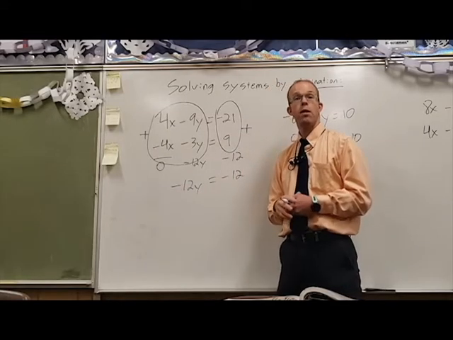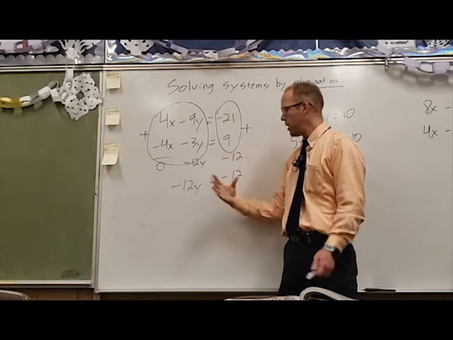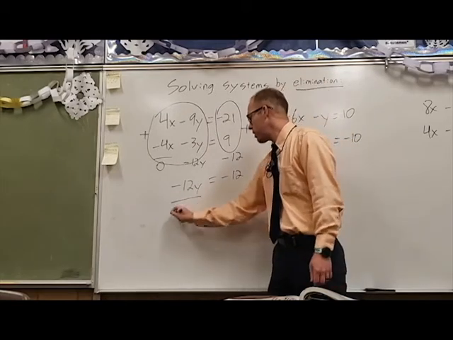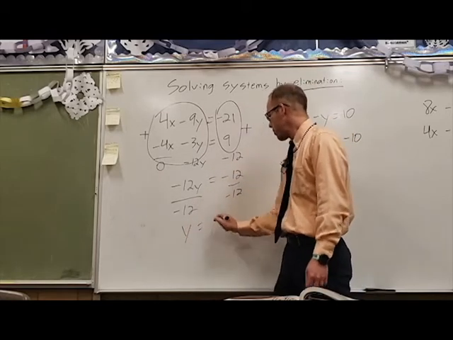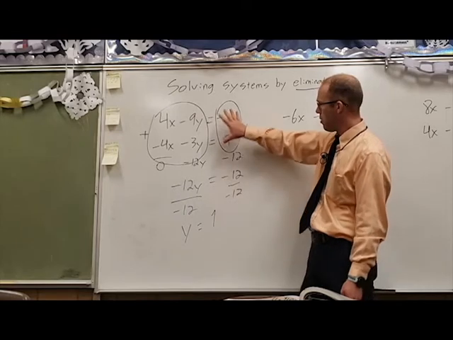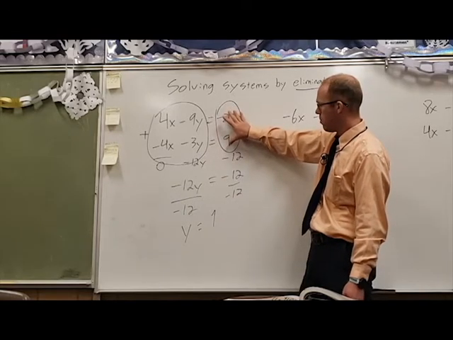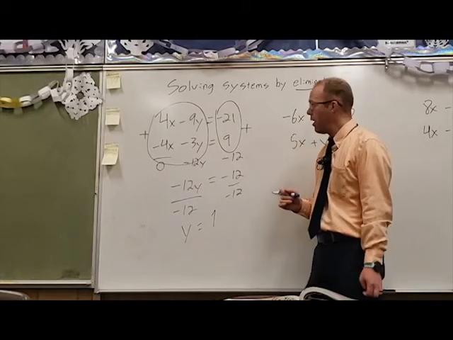That's why we call this method elimination, because now we're left with just one variable, and we can solve this easily by dividing by negative 12. All right, that gives us y equals positive 1. We have the value for one of these variables. We're going to go back to our original equations and plug that in to find the other one. So we're using substitution like we did in our last lesson.